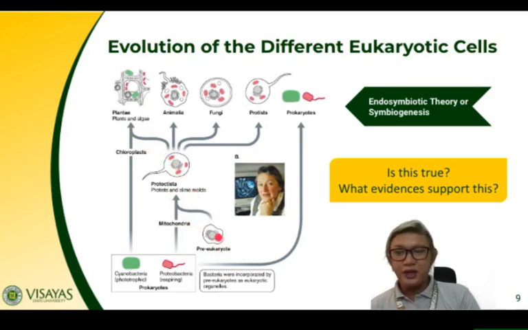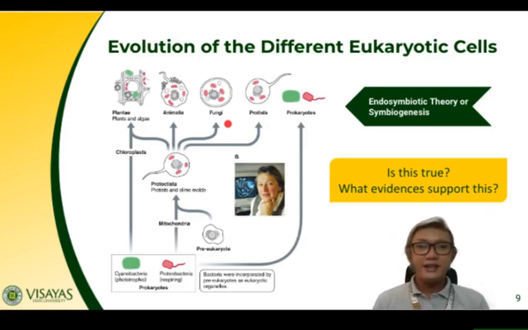So if you notice, during the evolution there are two main events. The prokaryote engulfed a proteobacteria, forming the protoctista. The protoctista engulfed the cyanobacteria, forming the chloroplast, and evolved and became the plant cells. So this is how the different types of eukaryotic cells were formed. Now the question is, is this true? Do we agree with this theory? If this is true, what evidences support this?